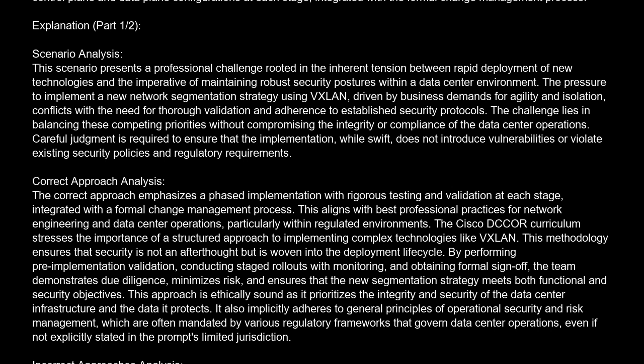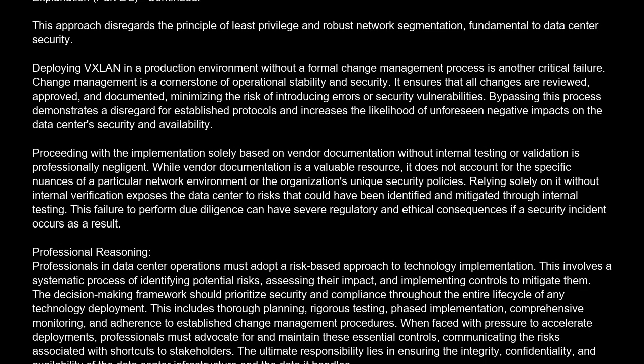Incorrect approaches analysis. Implementing VXLAN without prior validation of the control plane and data plane configurations is a significant regulatory and ethical failure. It bypasses critical security checks and introduces a high risk of misconfiguration, which could lead to unintended network access, data leakage, or denial of service conditions. This approach disregards the principle of least privilege and robust network segmentation, fundamental to data center security.